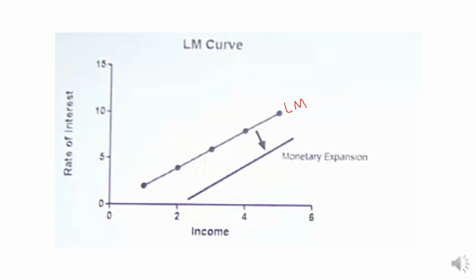When the central authority applies expansionary monetary policy, the LM curve shifts downward, and when they apply contractionary monetary policy, the LM curve shifts upward. This is all about the LM curve.